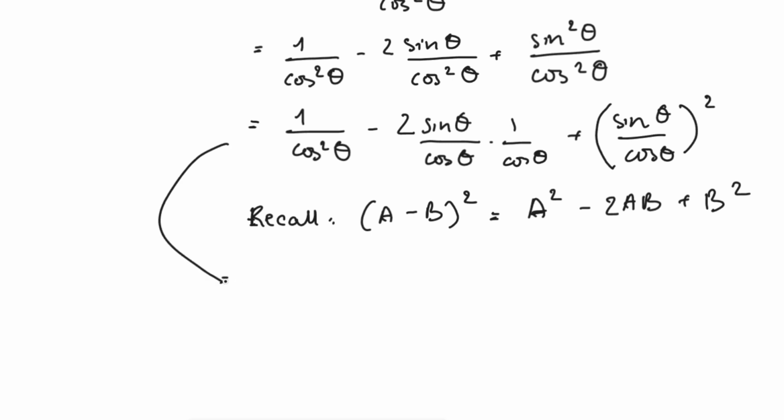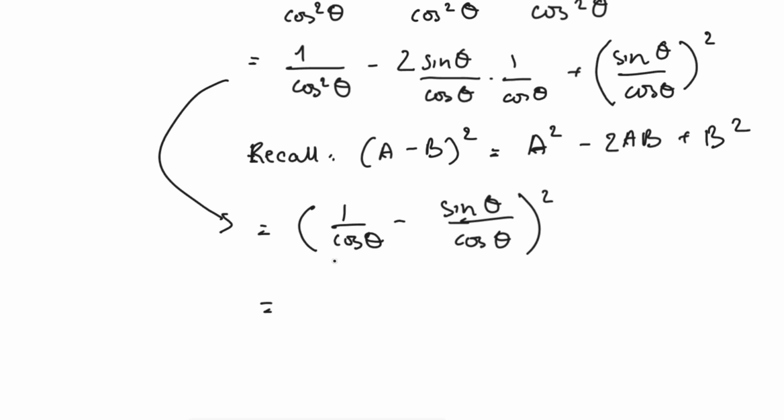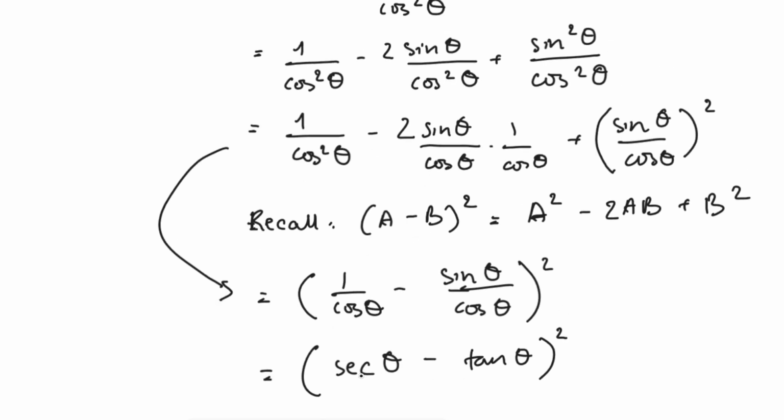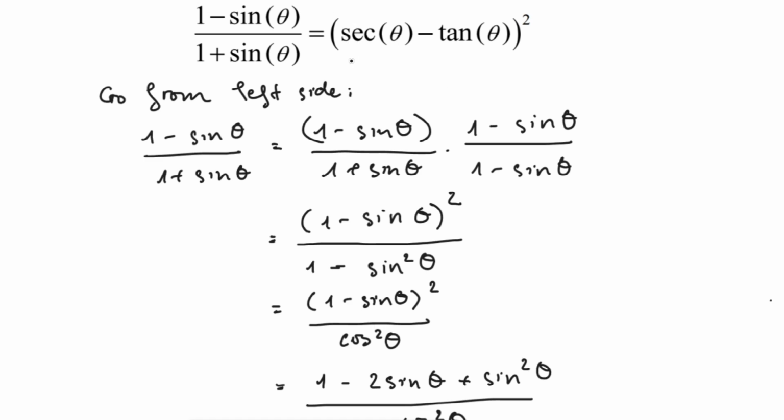So from here it is equal to 1 over cosine minus sine over cosine, all square. So 1 over cosine equals secant, minus sine over cosine, tangent, square. Yeah, so secant minus tangent square. So we got it. We already proved it.